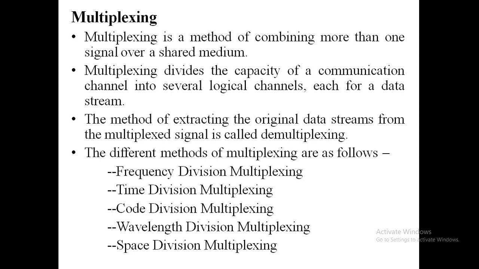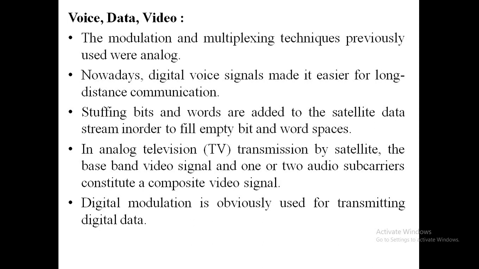The different methods of multiplexing are frequency division multiplexing, time division multiplexing, code division multiplexing, wavelength division multiplexing as well as space division multiplexing. Voice, data, video. Voice, data and video are the commonly transmitted signals and they normally occur in an analog form, and the modulation and multiplexing techniques previously employed were analog.